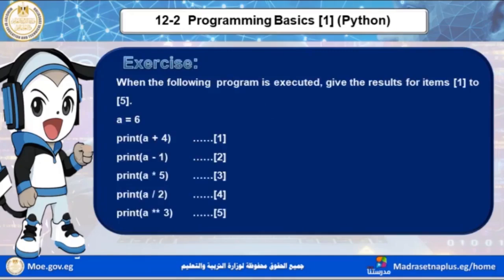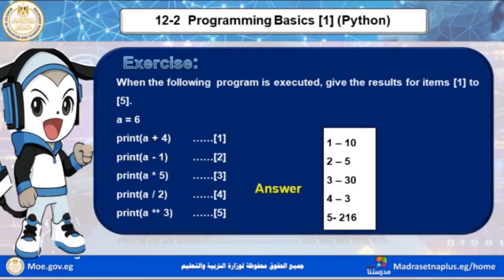When the following program is executed, give results for items 1 to 5. Here we have A equals 6. So what will be the result of A plus 4, A minus 1, A multiply 5, A divide 2 and A power 3? Let's see the results. A plus 4 is equal to 10.